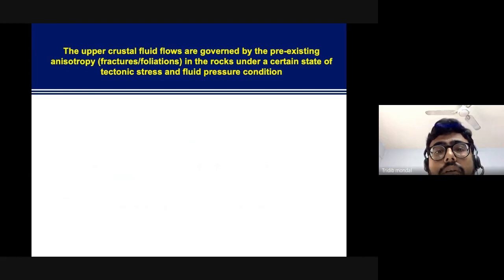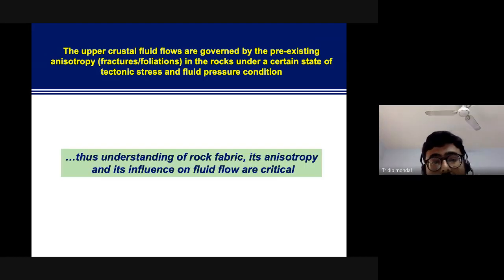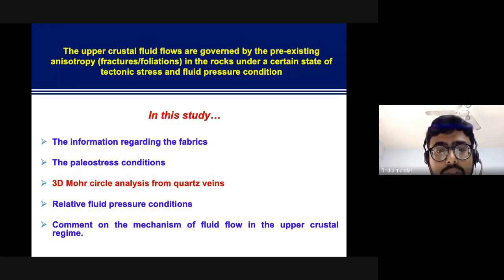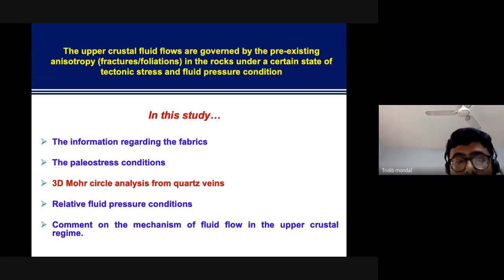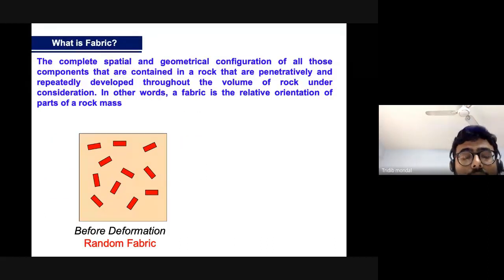So the upper crustal fluid flows are governed by the pre-existing anisotropy. The anisotropy could be fractures or foliation in rocks, and they can be reactivated under a certain state of tectonic stress and fluid pressure conditions. Therefore, it is important to understand the rock fabric, its anisotropy, and its influence on fluid flow. So today, I'm going to present the information about fabric that are developed in the Chitradurga region. I'll talk about the paleostress condition, then I'll talk about the fluid pressure conditions that are analyzed through the 3D Mohr circle analysis, and finally I'll try to comment on the fluid flow mechanism in the upper crustal regime in that region.